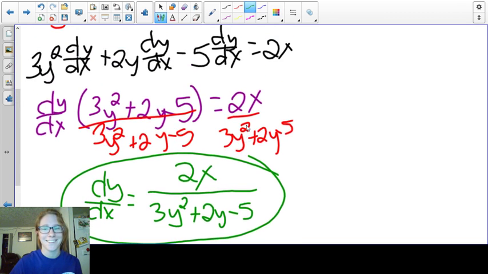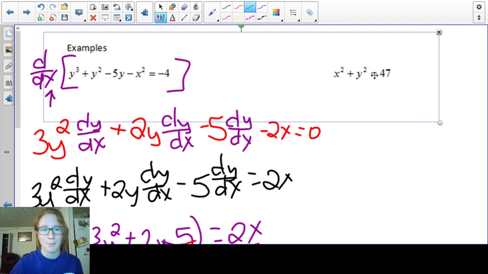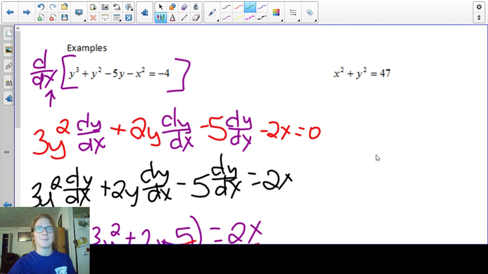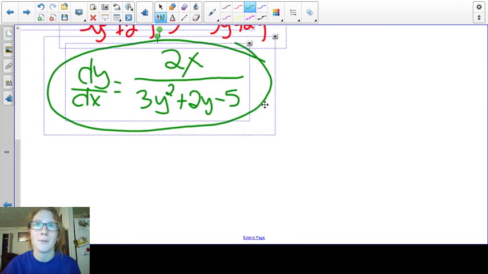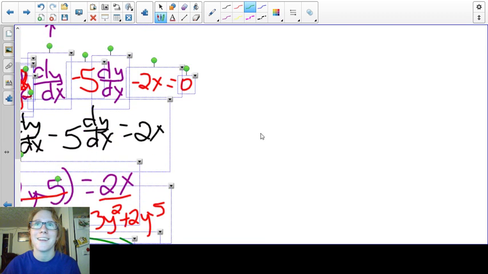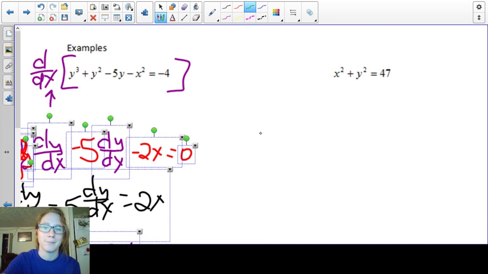Alright, let's try another one. Can I pull him apart? I cannot pull him apart. Okay, I cannot pull him apart, so what I'm going to do is highlight all my work, and we're going to scooch you over a little bit. Hey, yay, room.